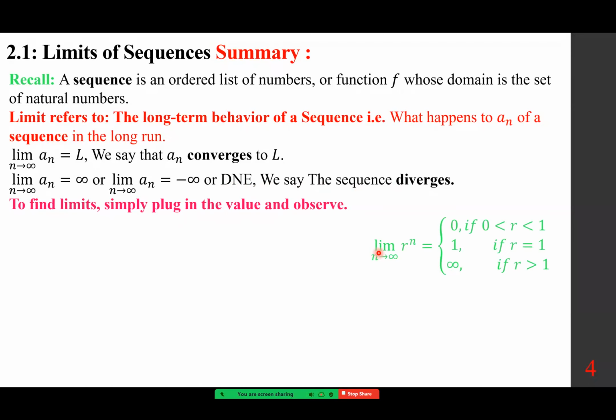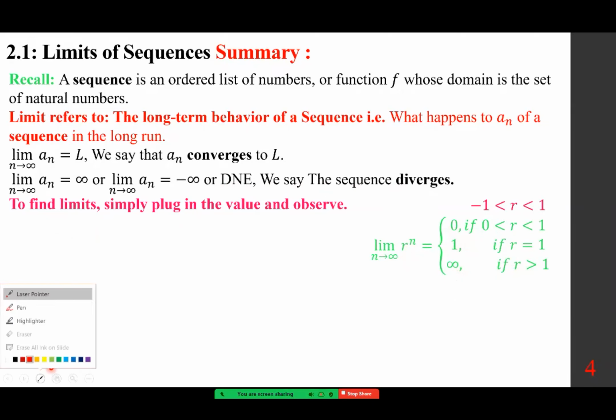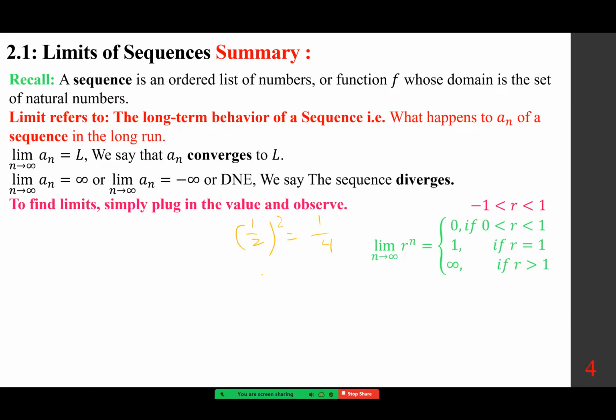theorems. For example, the limit of r to the power of n as n approaches infinity depends on the value of r. And when r is between -1 and 1, it is 0. If it's 1, it's 1. And if it's larger than 1, it is infinity. One simple example, if you replace the r, for example, with 1/2, you see that when you square it, it becomes smaller. When you cube it, 1/2 becomes even smaller, 1/8, and so forth.